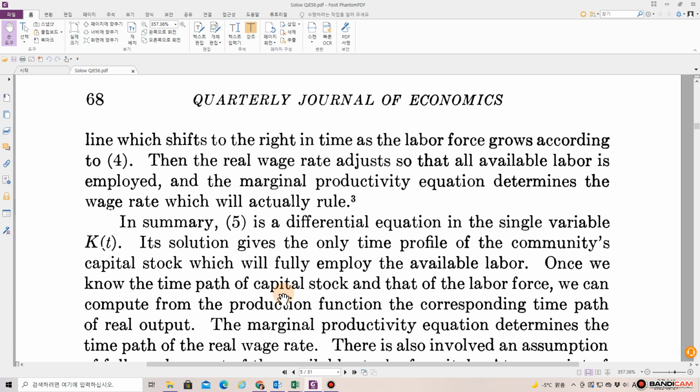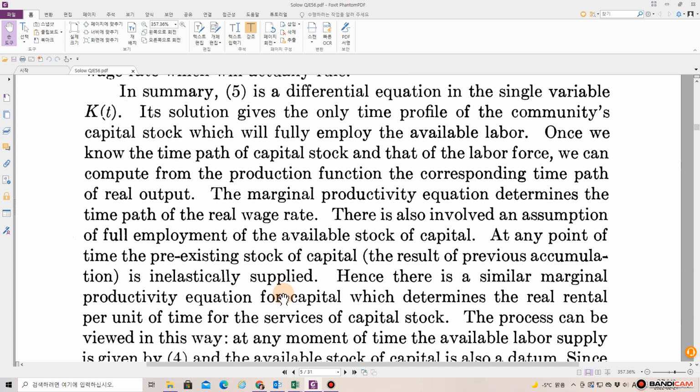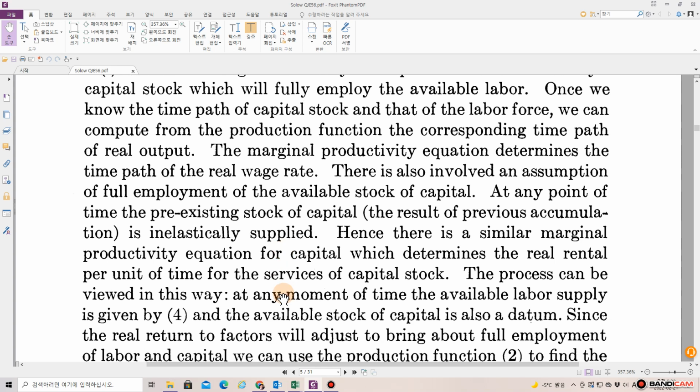Then the real wage rate adjusts so that all available labor is employed, and the marginal productivity equation determines the wage rate which will actually rule. In summary, 5 is a differential equation in the single variable k of t. Its solution gives the only time profile of the community's capital stock which will fully employ the available labor. Once we know the time path of capital stock and that of the labor force, we can compute from the production function the corresponding time path of real output. The marginal productivity equation determines the time path of the real wage rate.